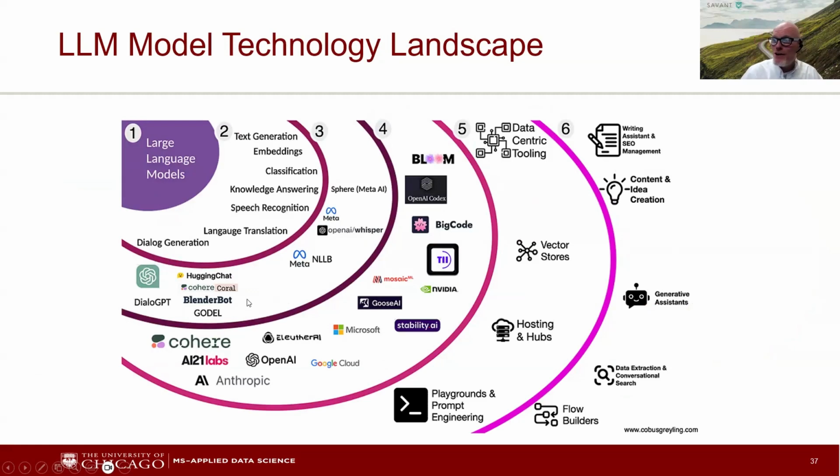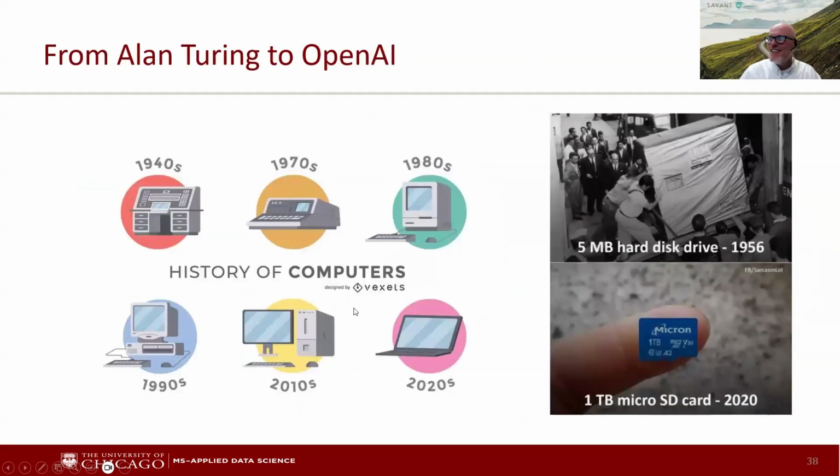When we look at the landscape of large language models today, and I've got to speed this up because we're way over, there's a lot of companies. Here's what I'm talking about. Why do you know that this time is different from any other time in the information age? Believe you me, mainframes weren't exciting. PCs weren't exciting. Where we are today is exciting. Look at where we were in 1956. That's a 5 megabyte hard drive.